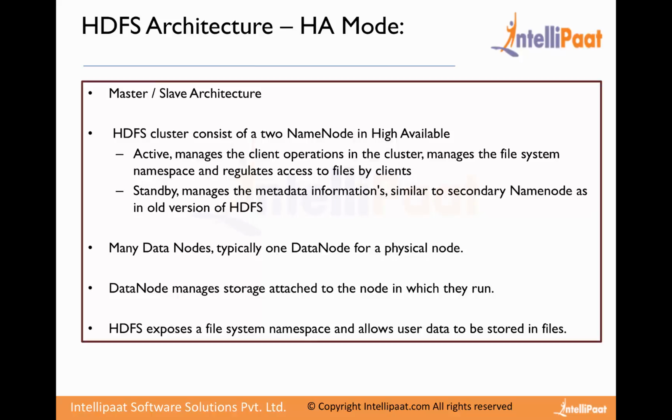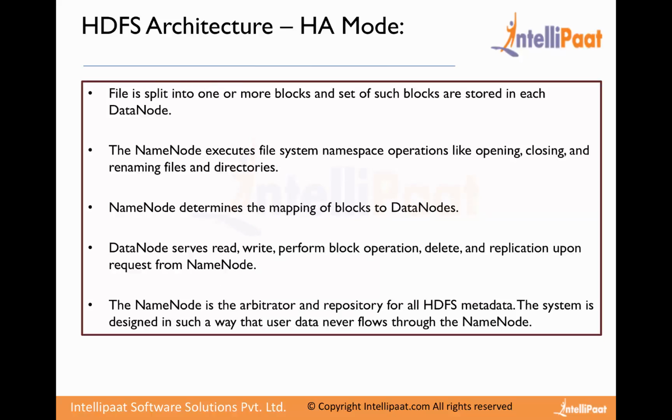HDFS exposes a file system namespace and allows user data to be stored as files. A file is split into one or more blocks, and a set of such blocks is stored in each data node. The name node executes file system namespace operations like opening, closing and renaming files and directories, and determines the mapping of blocks to data nodes. The data node serves read and write requests and performs block operations like delete and replication upon request from the name node. So here you need to understand the responsibility is clearly differentiated. The actual reading and writing of the file system is done by the data node.